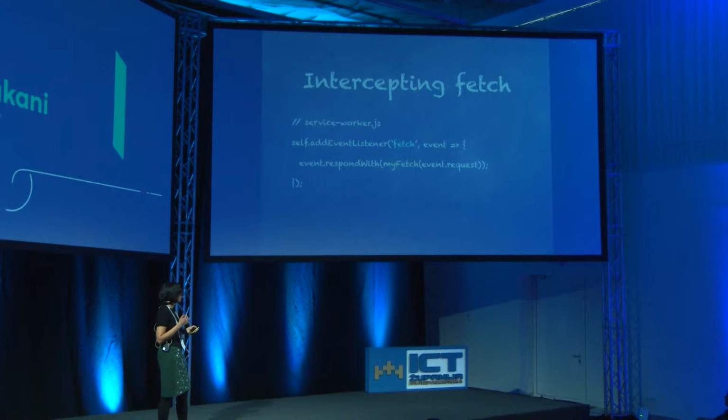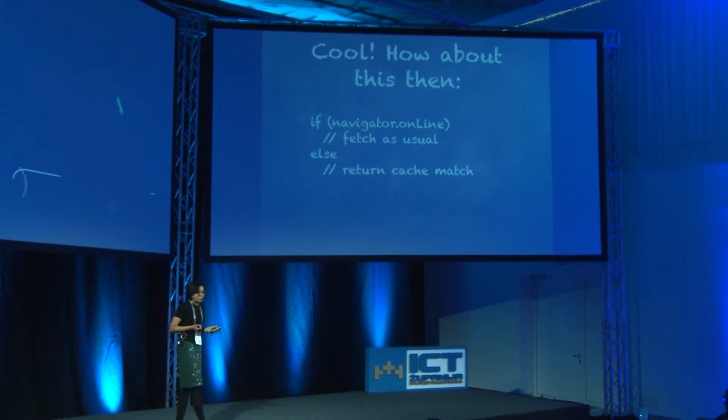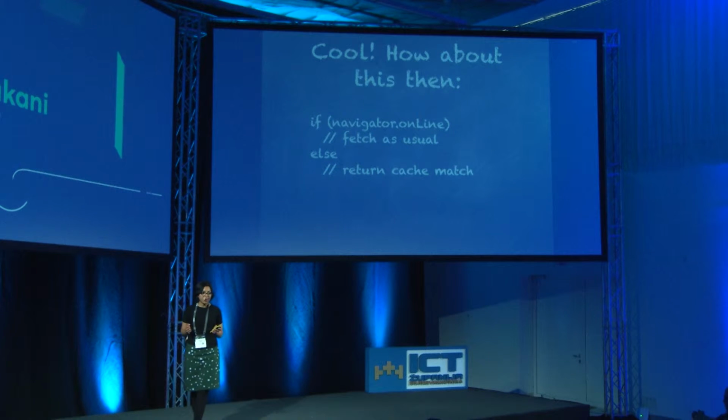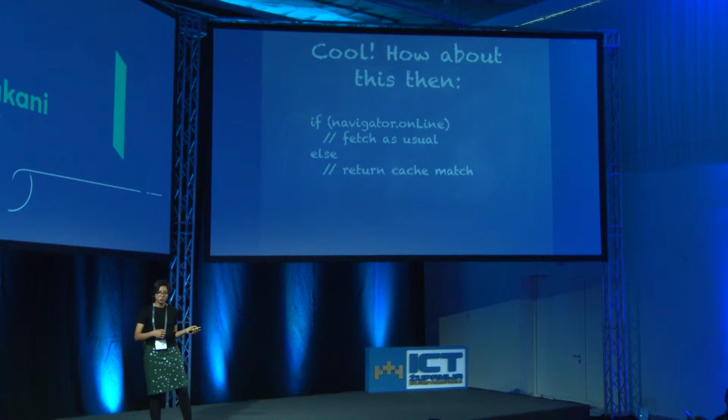How do you do that? Well, surprise, you add another event listener. So you add an event listener for the fetch event, and then here you can see I'm responding with my fetch, which is a custom response that I can send to this fetch request. All right, this looks cool. You say, OK, I'm going to see if I'm online by using navigator.onLine and fetch as usual. Otherwise, I'm going to serve from my cache. Yeah.